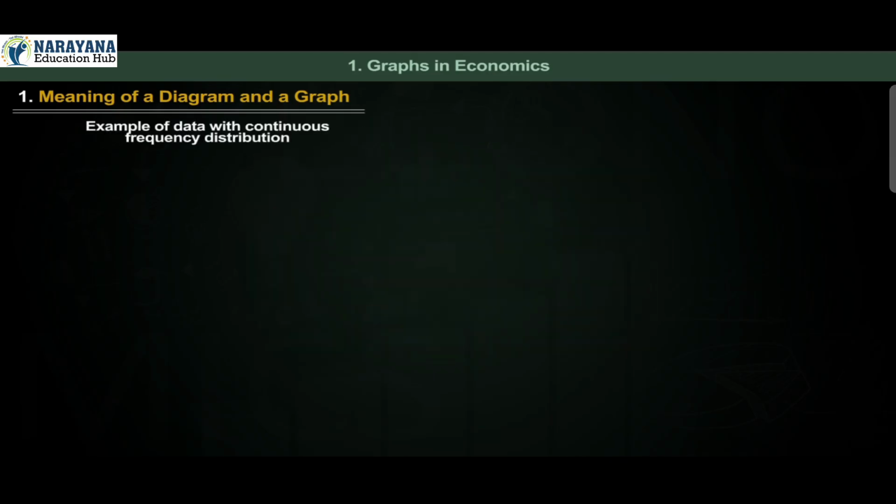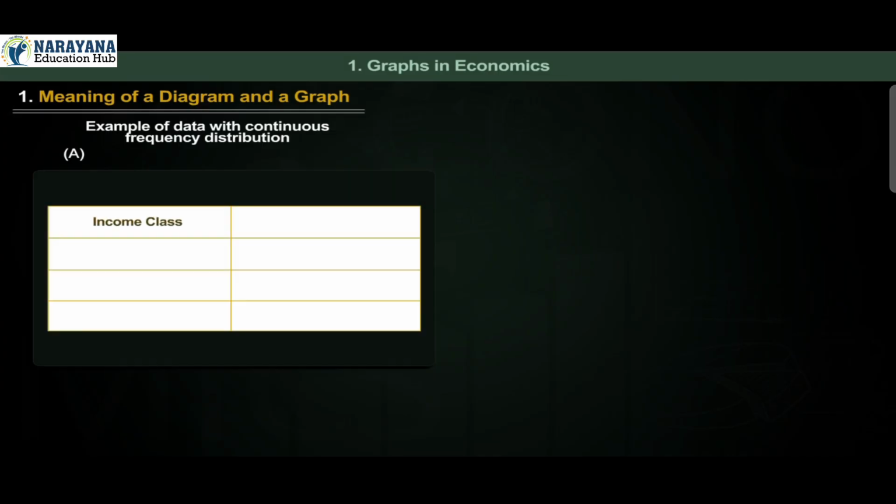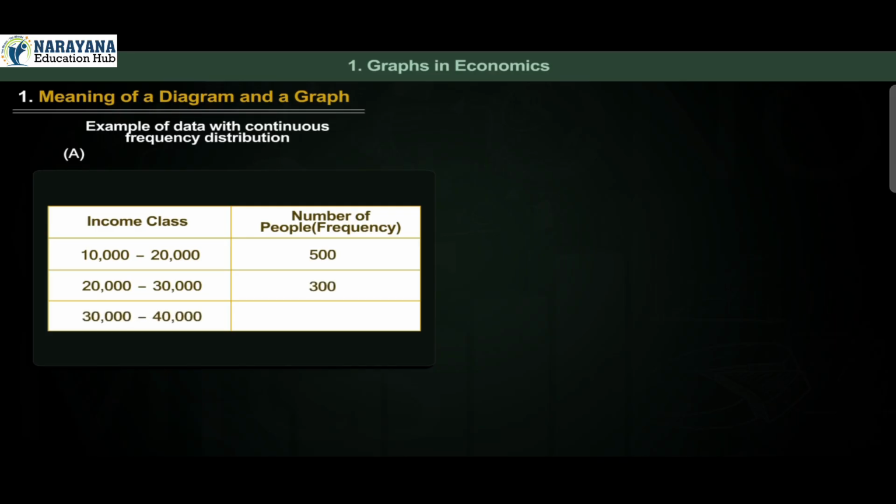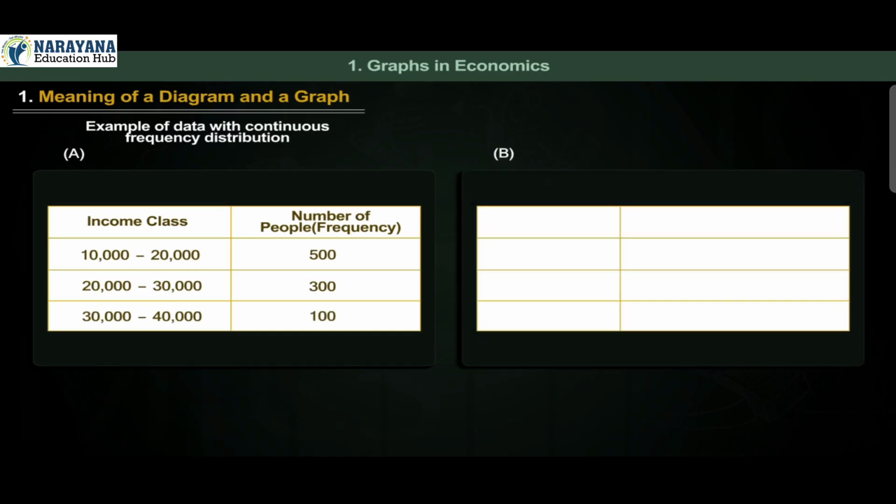Example of data with continuous frequency distribution. Income class 10,000 to 20,000. Number of people frequency 500. Income class 20,000 to 30,000. Number of people frequency 300. Income class 30,000 to 40,000. Number of people frequency 100.